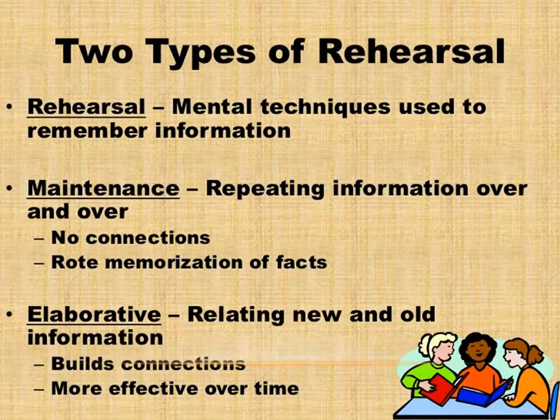Here are the 2 types of rehearsal for memory. Rehearsal are mental techniques used to remember information. We have maintenance, which is a procedural memory, repeating information over and over again. It makes it automatic. Elaborative: this is when you relate and hook old information to new information. This way you can build connections that are lasting over time and are more effective.